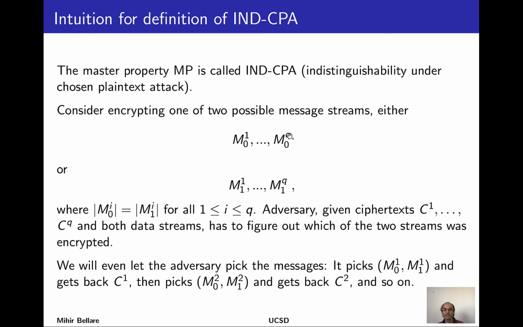Think of Q here as being one. The adversary is going to encrypt one of them, but you don't a priori know which one. You do know these two messages, and one of them will be encrypted.